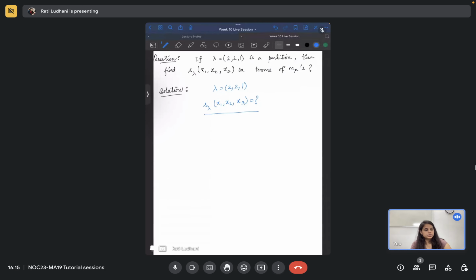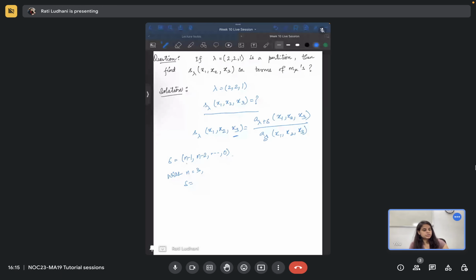So what is the Schur polynomial? If you recall, this should be the alternant a of lambda plus delta in x1, x2, x3, divided by the alternant of delta. And what is delta? Delta is (n-1, n-2, up to 0). With n equal to 3, what will we have? If n is 3, this will be just 2, 1 and 0.